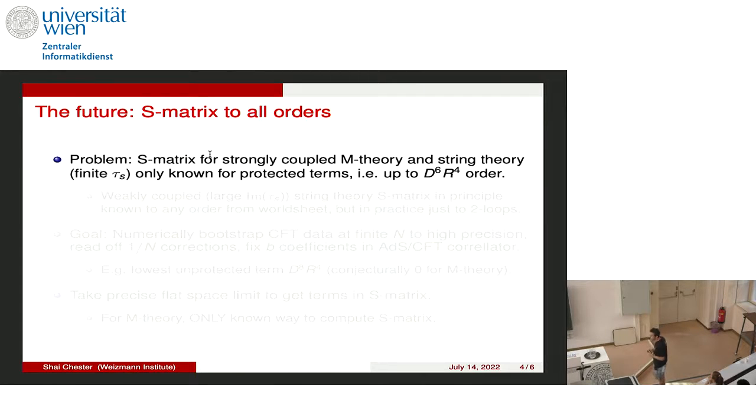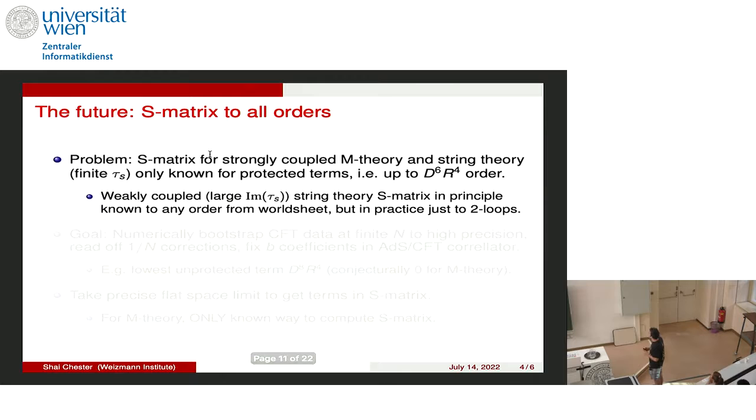So remember, one of our goals was to study this flat space S matrix from these results about CFT. A problem is that the S matrix for strongly coupled M theory and string theory, i.e. finite tau string, is only known for protected terms, i.e. up to the d to the 6 r to the 4 order. For weakly coupled string theory, the S matrix in principle can be computed to any order from the world sheet. But in practice, it's only known so far to 2 loops.